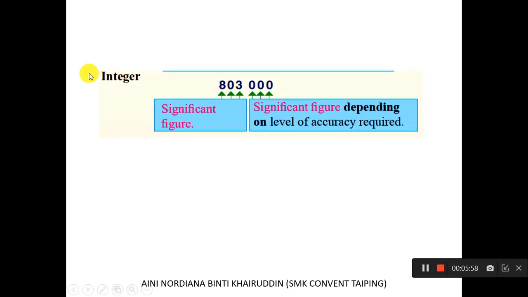Next, for integers, the zeros between the non-zero digits are significant, and these three are also significant figures. But the zeros here are significant figures depending on the level of accuracy required. Alright. This one we will look at in the example.